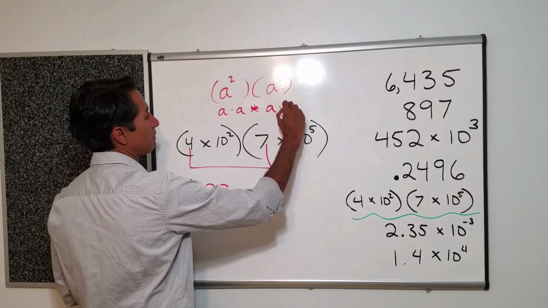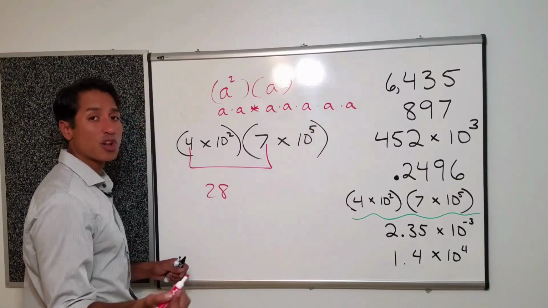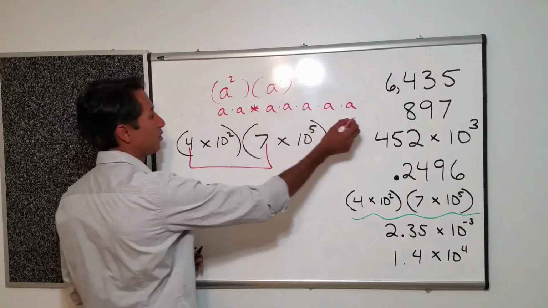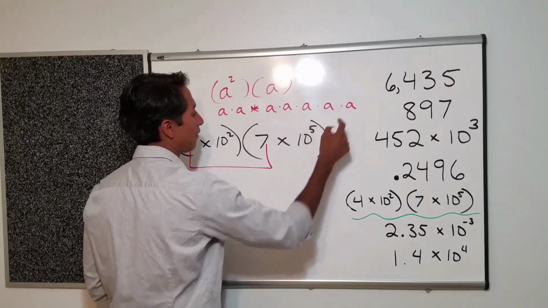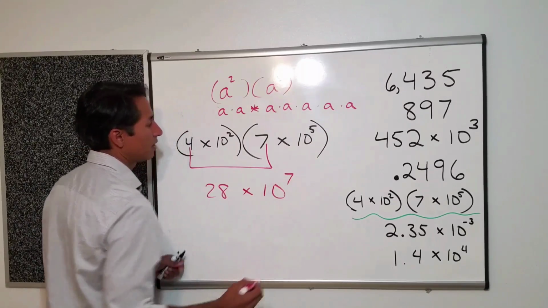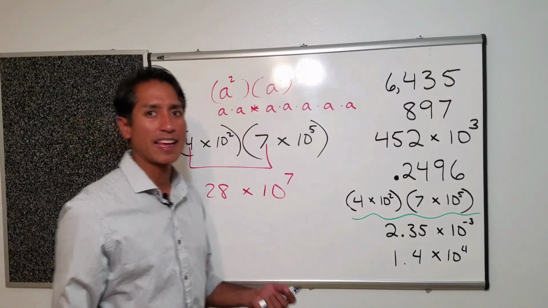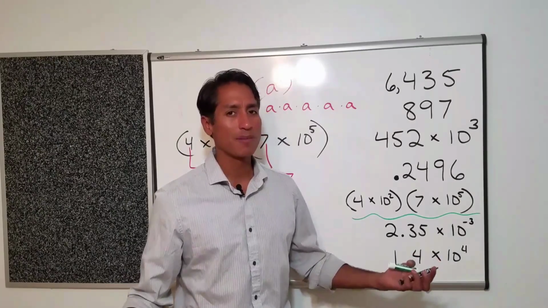Times a times a times a times a times a. And because they're all being multiplied with the same base unit, we just add them all up. So 1, 2, 3, 4, 5, 6, 7 gives us times 10 to the 7. Now you might be saying, oh my gosh, Josh, why don't you just add the 2 exponents together? Yeah, you pretty much can.